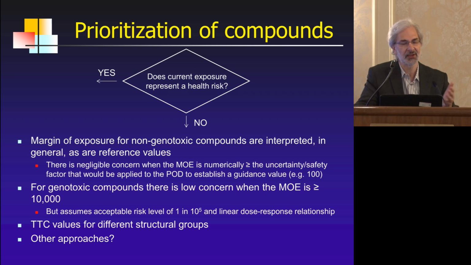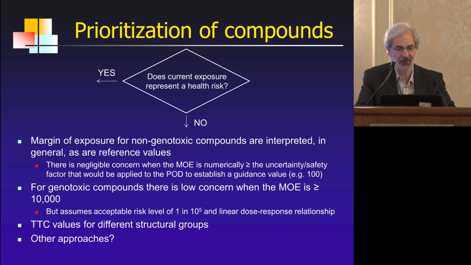Just as if you, and that's equivalent to saying if I took my critical point of departure divided by 100 and got an ADI or a TDI, and I was below that, I would consider there was marginal or trivial risk. For genotoxic compounds, there would be low concern, at least at JECFA and EFSA, when the margin of exposure is greater than 10,000.